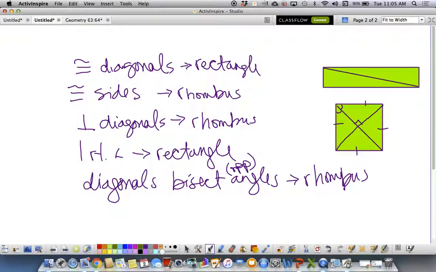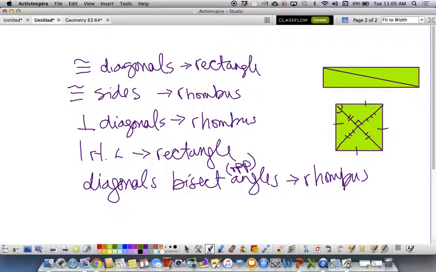Wait, what do you know about diagonals of a rectangle? They bisect each other. What do we know about the diagonals of every parallelogram? They bisect each other. So this has to equal that. This has to equal that. So right now we have side, side, side. But they don't always bisect angles. Is that what you're saying? Like with the rectangle. Yeah, diagonals don't bisect the angles.